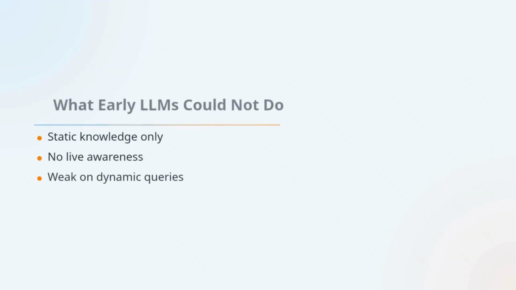Early language models generated answers only from what they had already learned during training. They could not check current weather, stock prices, or user-specific account details. That made them impressive, but still disconnected from many real-world tasks where fresh data is essential.